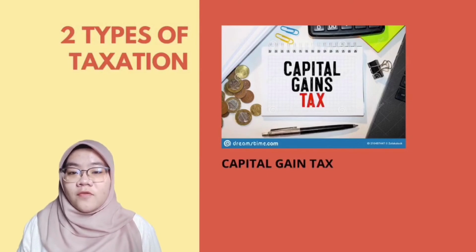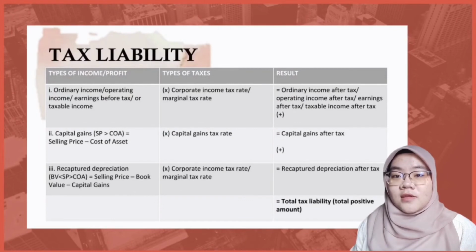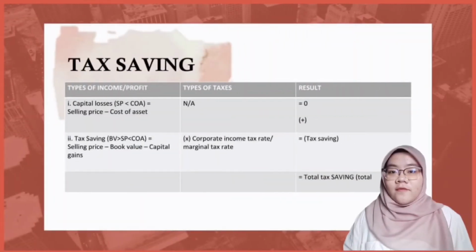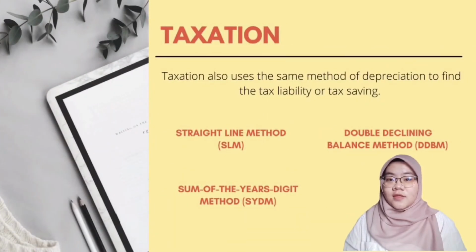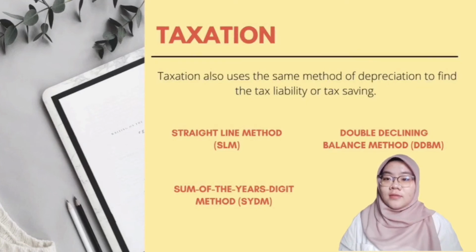However, the proceeds from the sale of an asset have an impact on cash flows. It creates either a tax liability or tax saving. Tax liability increases the amount of tax that a corporation has to pay to a taxing authority. Tax saving arises if a firm incurs losses in business operation or capital loss. In taxation, we also use the same method as depreciation to find the tax liability or tax saving.